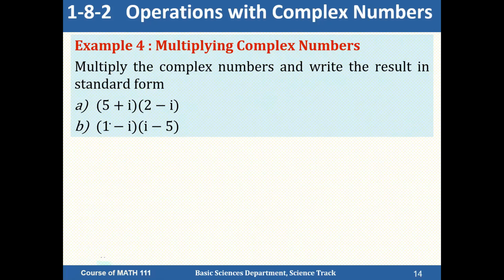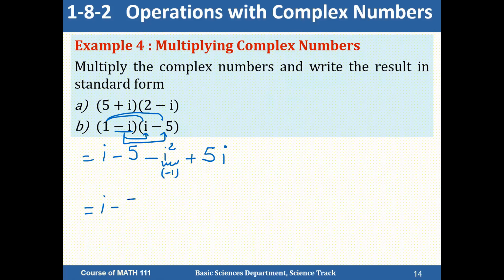Now, the second example, same thing, we distribute. 1 times i gives i, 1 times negative 5 gives negative 5, negative i times i gives negative i squared, and negative i times negative 5, minus with minus plus, gives 5i. We replace i squared by minus 1. We get i minus 5, minus minus 1 gives plus 1, and plus 5i.